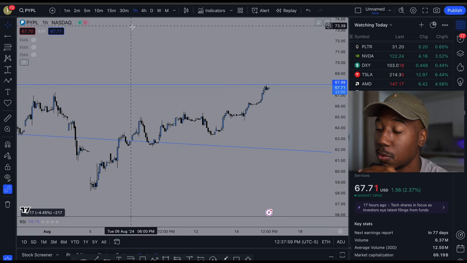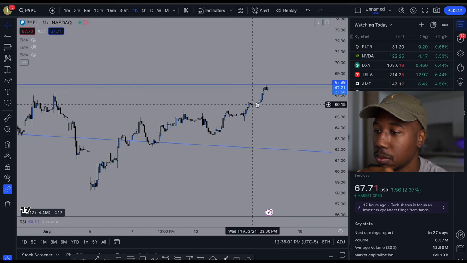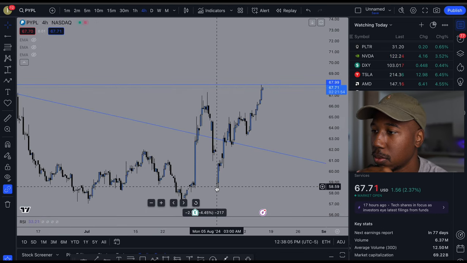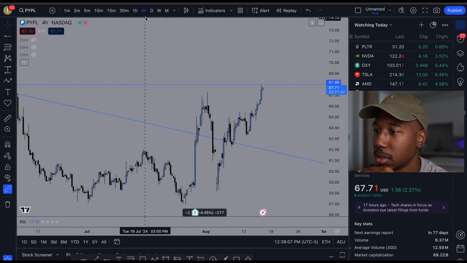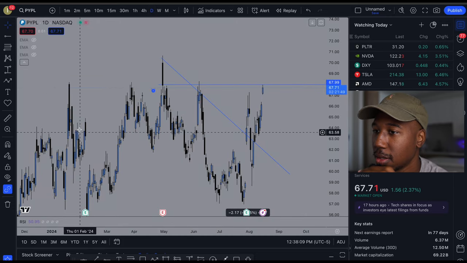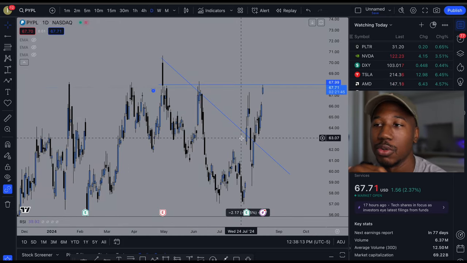So right now this is the 1 hour, overall it's an uptrend. 4 hour, right now it's in an uptrend. Daily, you're seeing that we're trading sideways, and this is the importance of time frames.